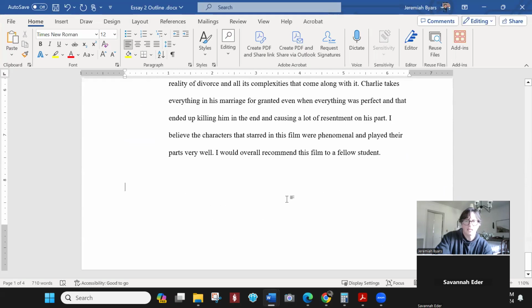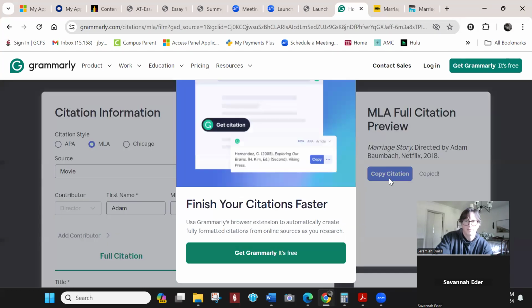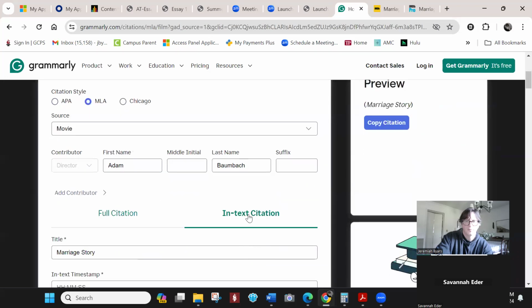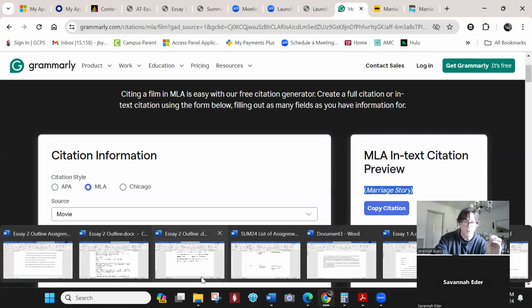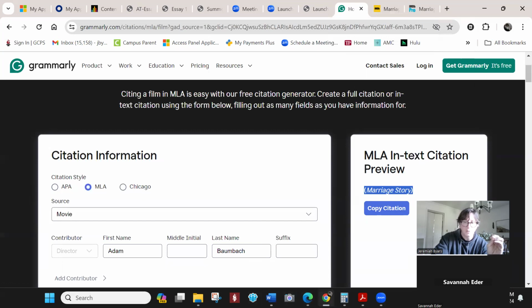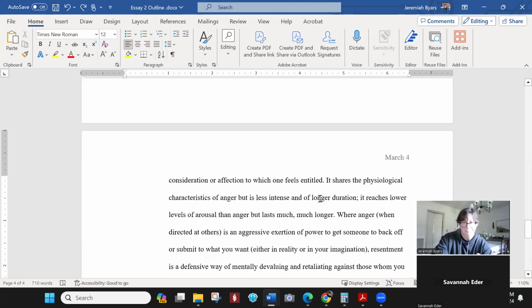When you are citing this in your paper, you're just going to be typing Marriage Story. It's going to look like that, Marriage Story, or whatever title you are going by. Technically speaking, when you're quoting from a film in a formal paper that you're going to publish, you would actually put the minutes in which these scenes occurred. I'm not asking you to do that at all.